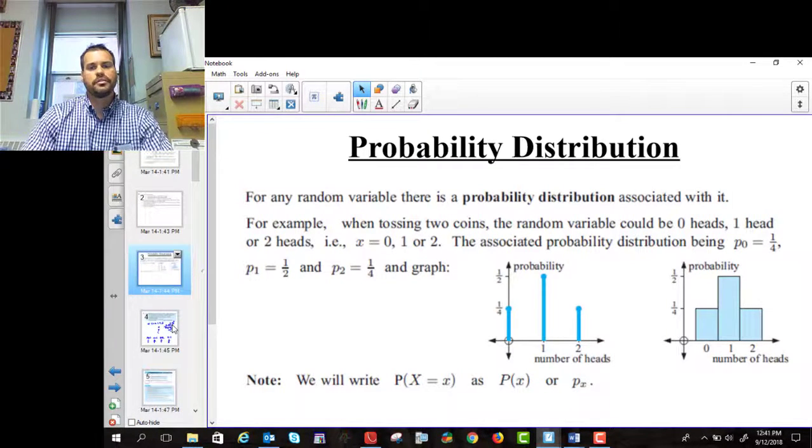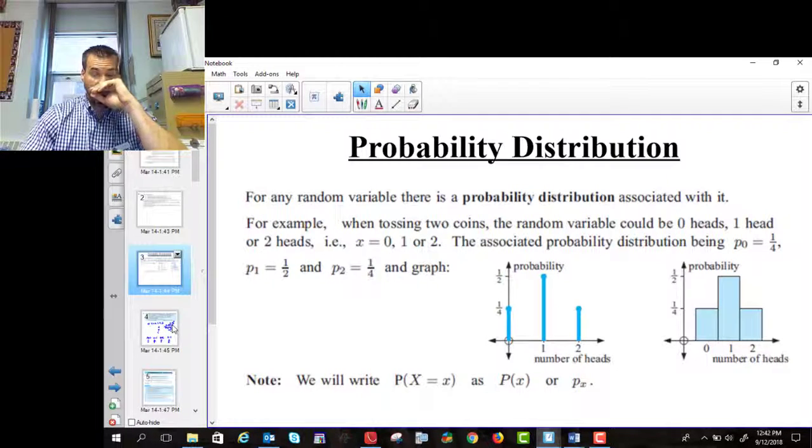Okay. So when we're talking about a probability distribution, what we're going to do is look at all of the different possible outcomes, all the different possible things that could happen. And then we're going to zero in on one particular thing. So the example that I have up here is tossing 2 coins, and you're looking at the number of heads you can get. Each coin has a head or a tail.